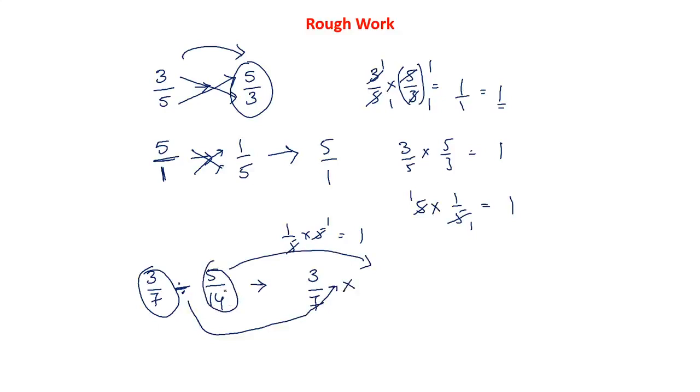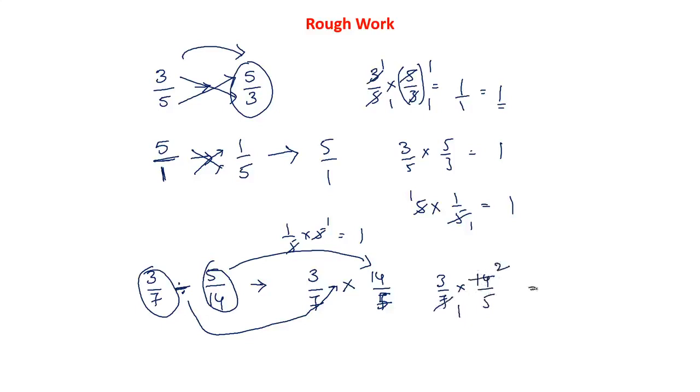What is the reciprocal of 5 by 14 here? 14 by 5, which is the reverse. We are converting the numerator as the denominator and the denominator as the numerator. 14 by 5. So now you can cancel this: 3 by 7 into 14 by 5, as 7 you can cancel 1 time here, 14 2 times here, with the 7 table.